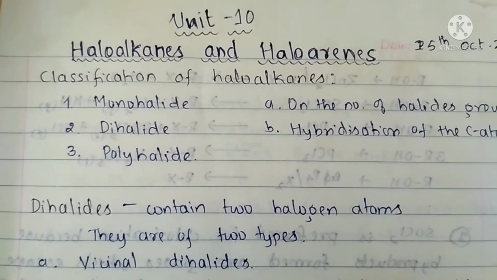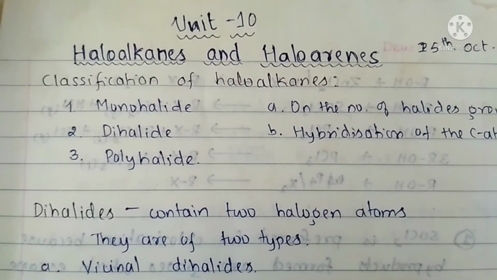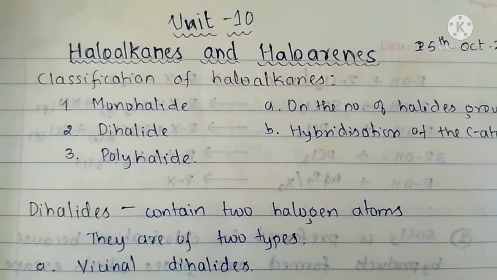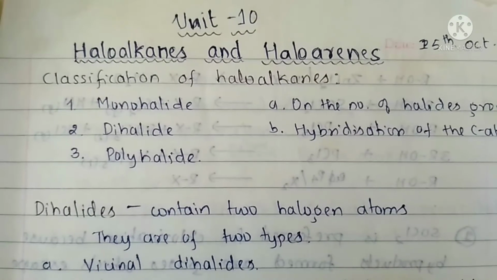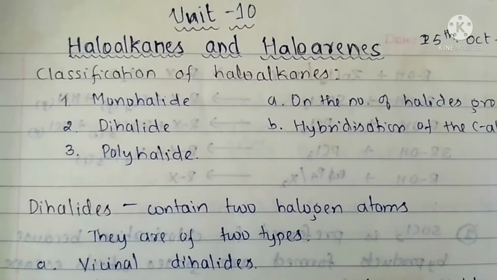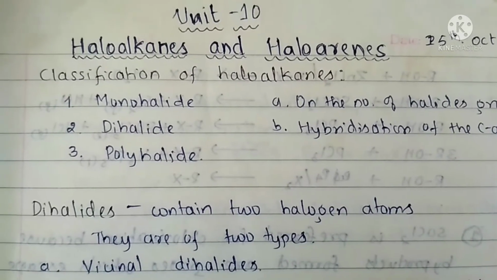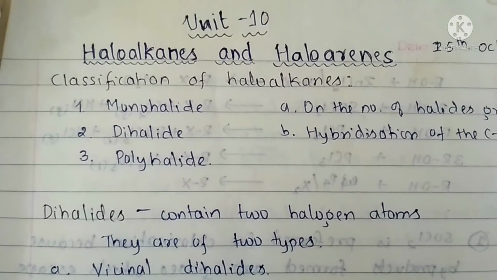From now, we are going to start Class 12 Standard, NCERT, CBSE, Unit 10, Haloalkanes and Haloarenes. As you know, the chapter has been put in the Term 1 syllabus, for which the examination will be held in the months of November and December. So let us start our preparation.